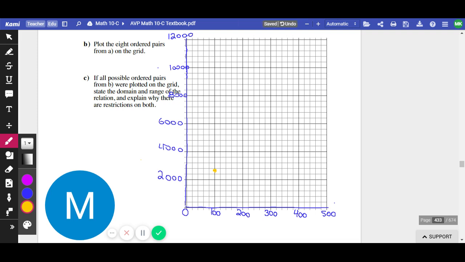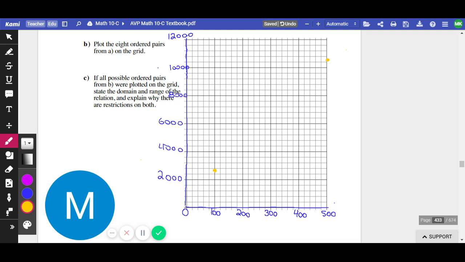The next point that we had was 500 sales. 500 sales got us $10,500. So we make a point of (500, 10,500), which would be somewhere up here. Like that. We plot our 2 points.